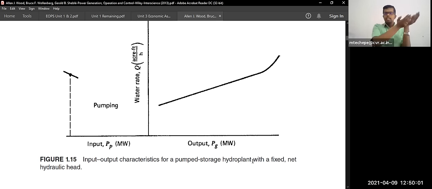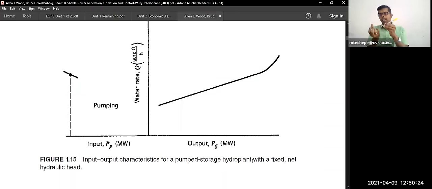Back to the dam itself. The same turbine will be acting in a motoring action. Imagine this is the penstock. The penstock will be there, and here the turbine will be there.